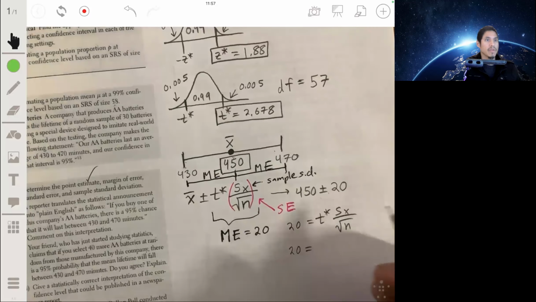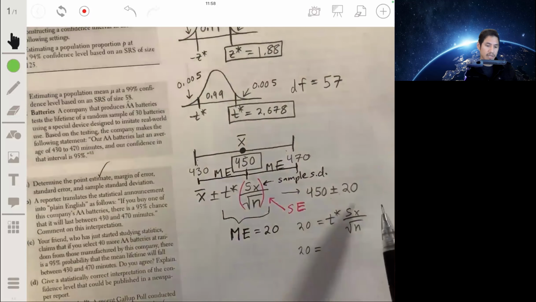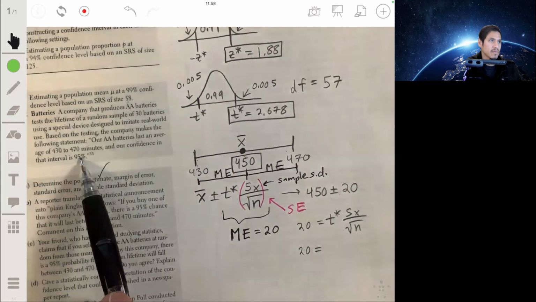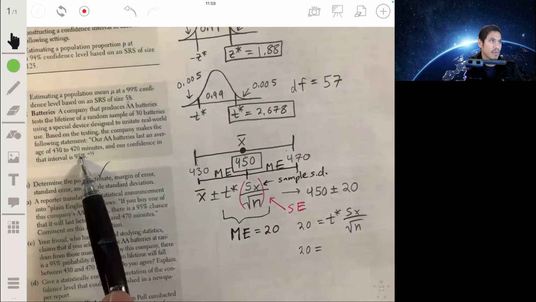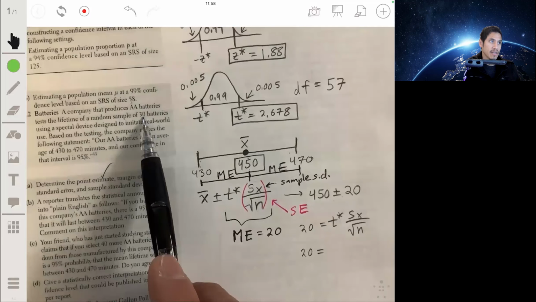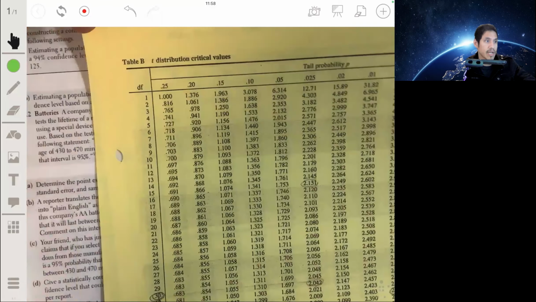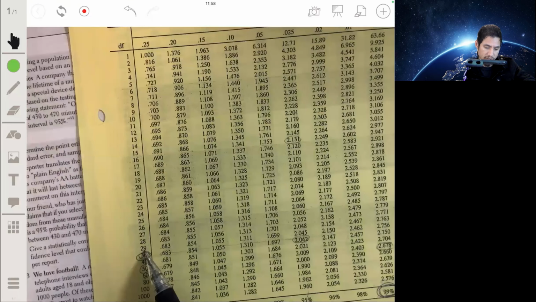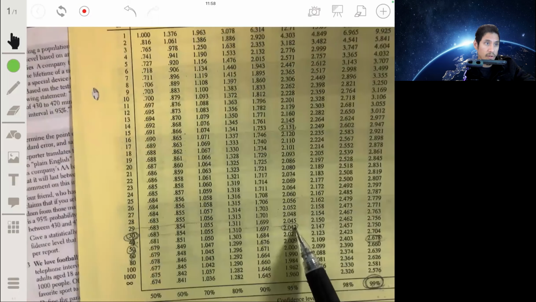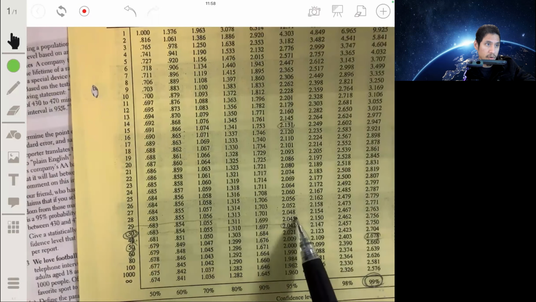For our t star, we look at the critical value for a 95% confidence interval. We need to look at the degrees of freedom, and that'll be 29, one less than n. So we look at degrees of freedom 29 for our 95% confidence interval. We go across to 95, and that'll be 2.045.